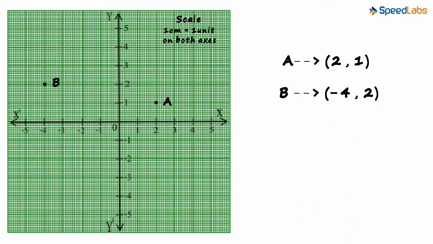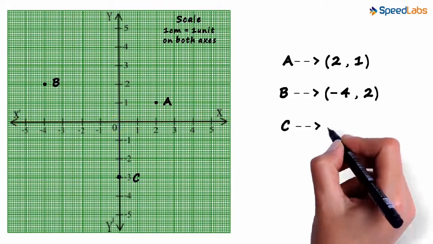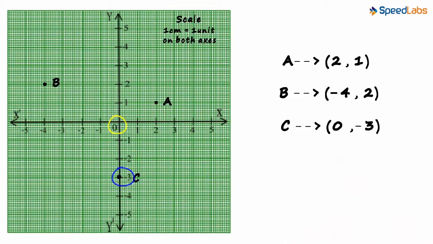Now it gets even more interesting. Look at point C. What are its coordinates? The y-coordinate is obvious, it's -3. But what about the x-coordinate? It's 0. The perpendicular meets the x-axis at 0. So its coordinates are (0, -3).